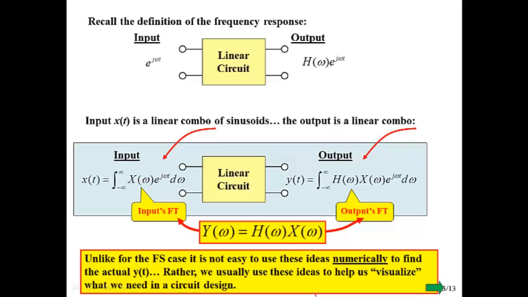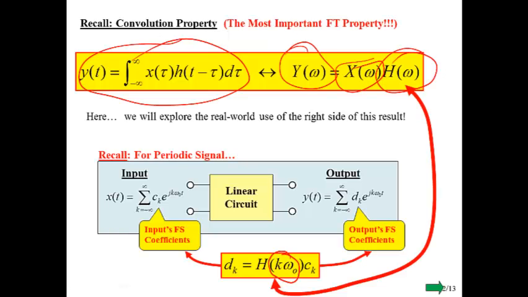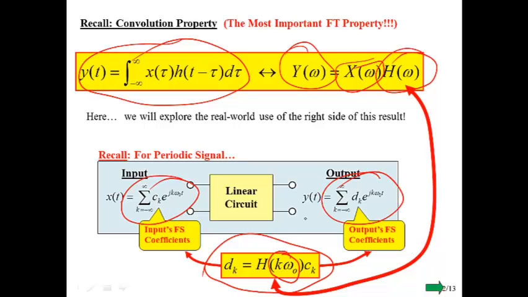Now, for the Fourier series case, let's back up. We saw that we could actually numerically compute this sum to get an approximation for the input, then numerically do this on our computer to simulate the effect of the circuit, and then numerically do this sum for some finite number of terms, and we could actually see what the output signal is going to look like.